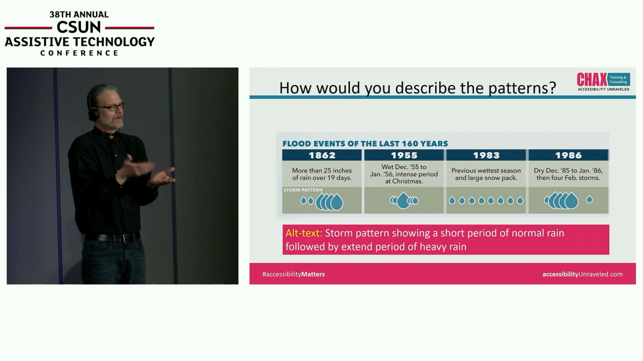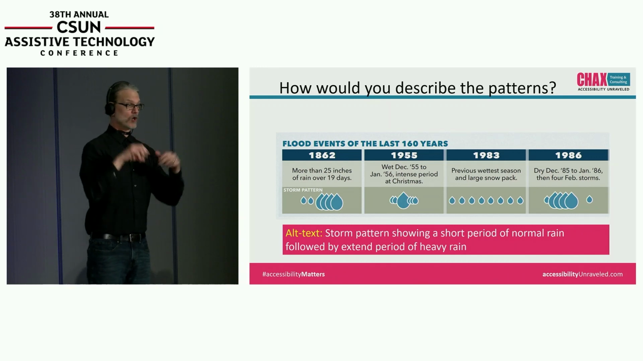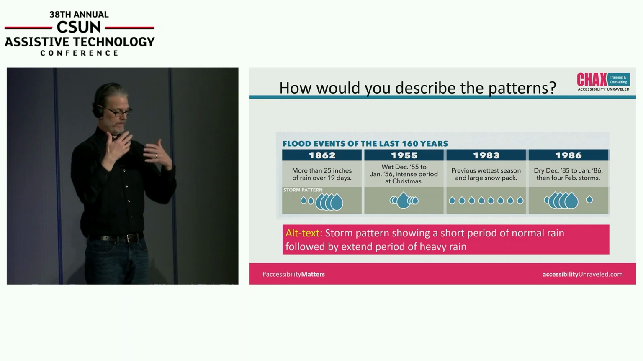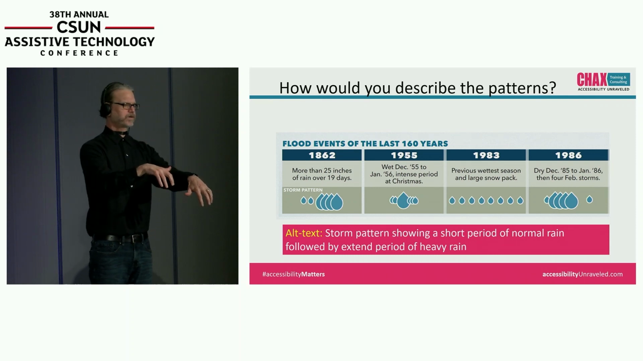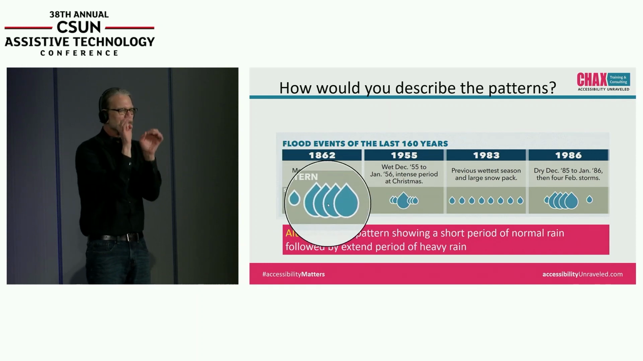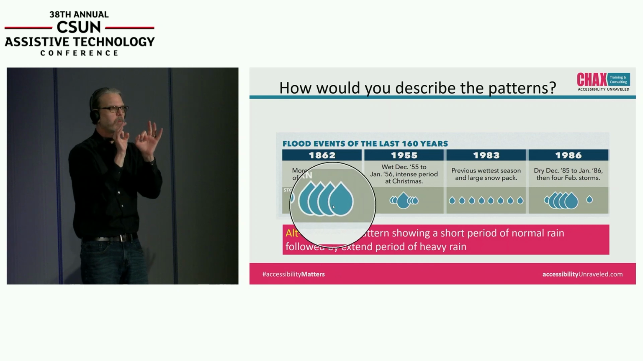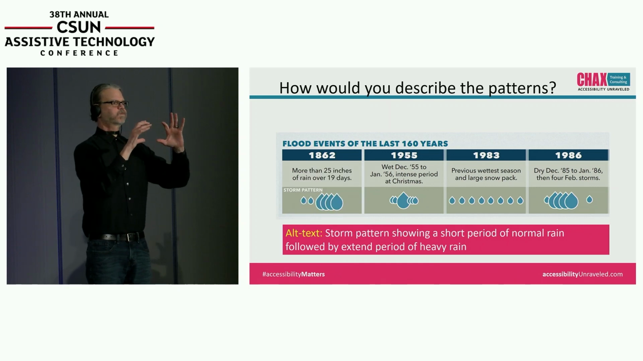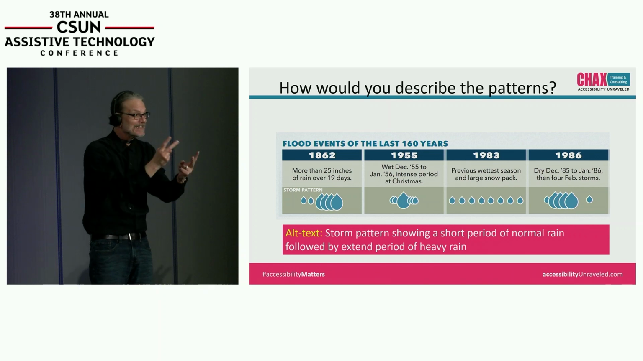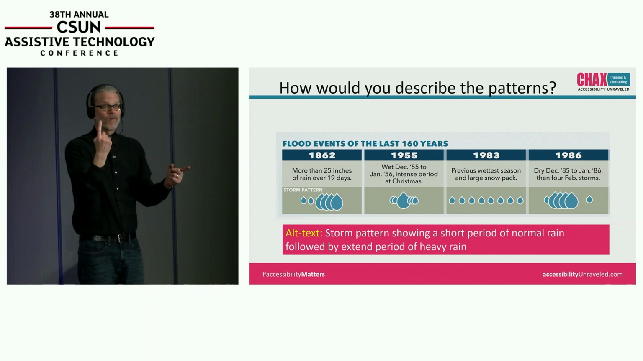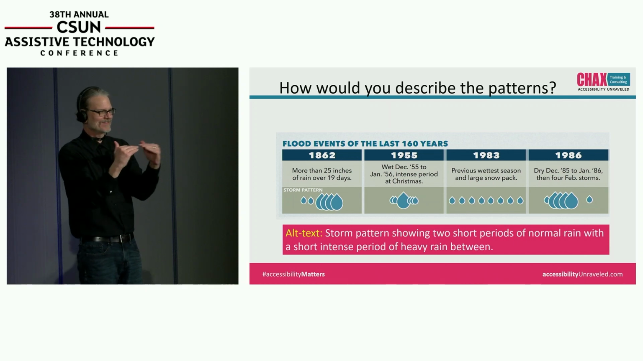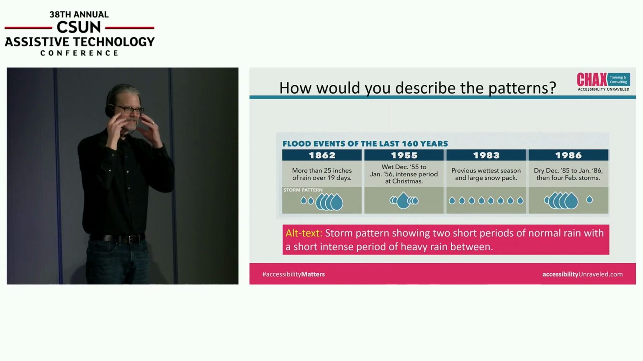Alt text might sound like: storm pattern showing a short period of normal rain followed by an extended period of heavy rain. Because when we look at this very first image, we can see some small water droplets, and then some big water droplets, and that's telling a story. There's something meaningful there, and we all can see it because it's right there for us, but someone using assistive technology might not be able to get the same thing. I want to make sure that I have the same experience.